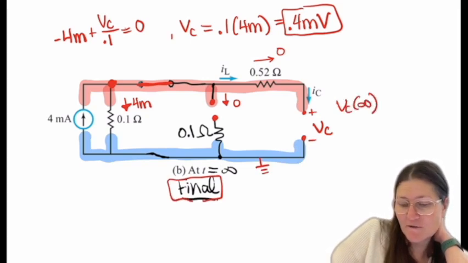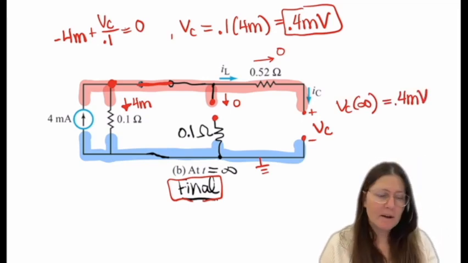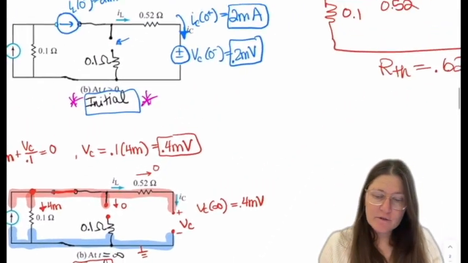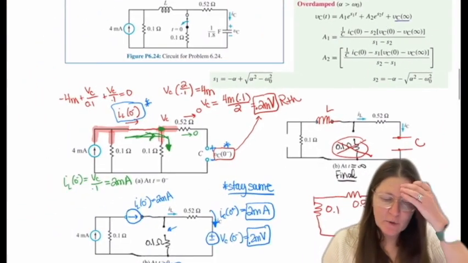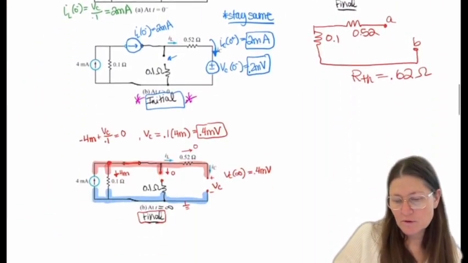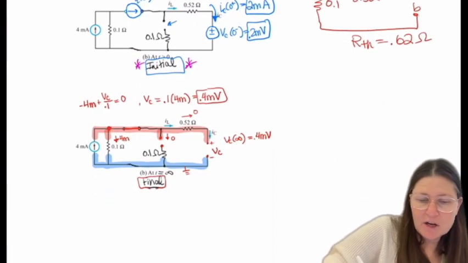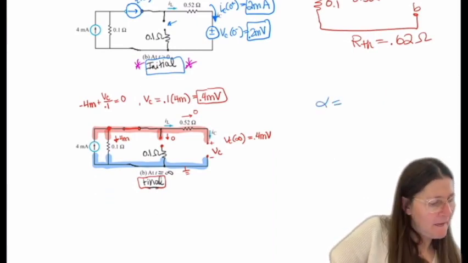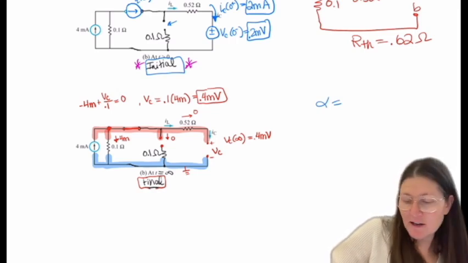So this is VC infinity of 0.4 millivolts. Okay? All right, the other two values I need to find are S1 and S2. And I forgot to write down your alpha and omega naught. I skipped over.